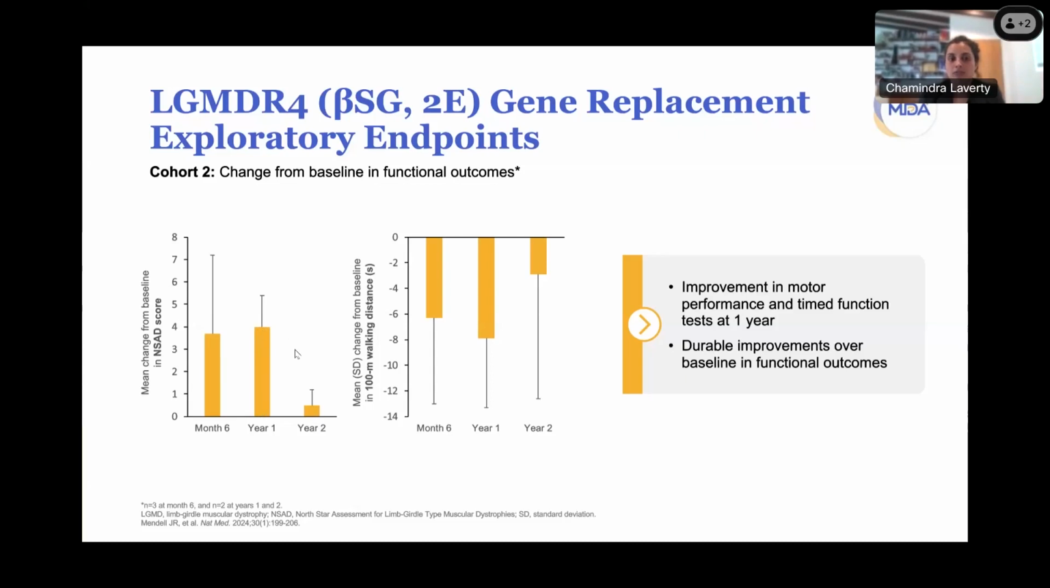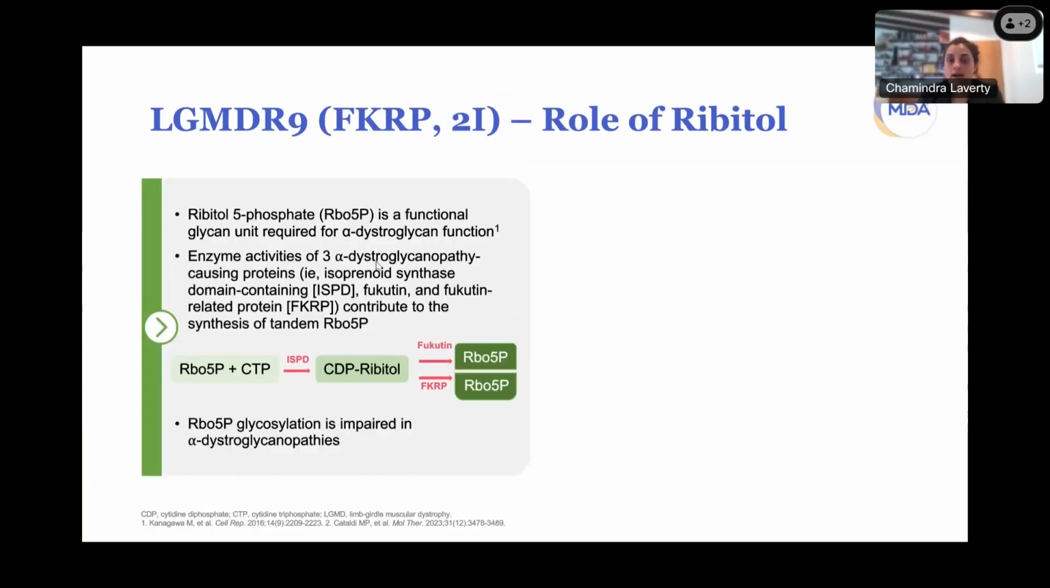And there was a dramatic decline between year 1 and year 2. So that's something to keep in mind. And as to why this is, it could be because it's only derived from 3 patients in the high dose cohort. Now, let me take you to the last trial that is currently underway and how it's coming into play.